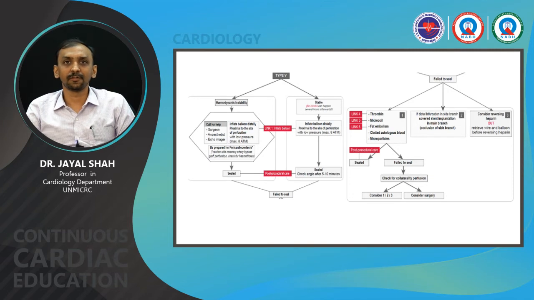So for the treatment of type 5 perforation, the initial algorithm is almost the same, but in the last part, if it fails to seal, then we have to embolize it with thrombin, microcoil or fat embolization, and ultimately in the resistant cases we might have to consider surgery.